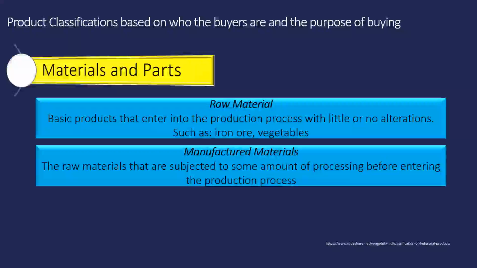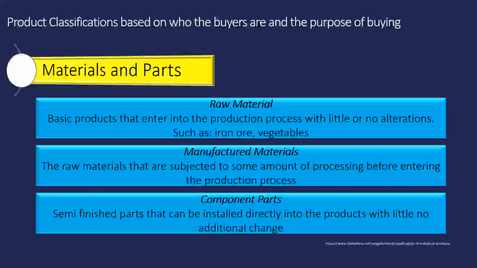The manufactured materials are materials that are subjected to some amount of processing before entering the production process. The next one we have is the component parts, which are semi-finished parts that can be installed directly into the products with no additional change. An example is a battery. A battery is one of the products that can be installed directly into other things with no additional change.